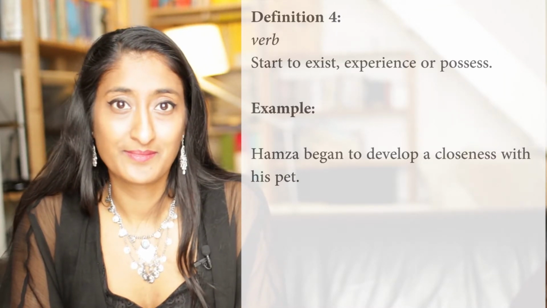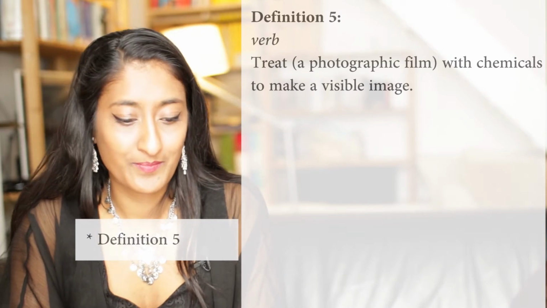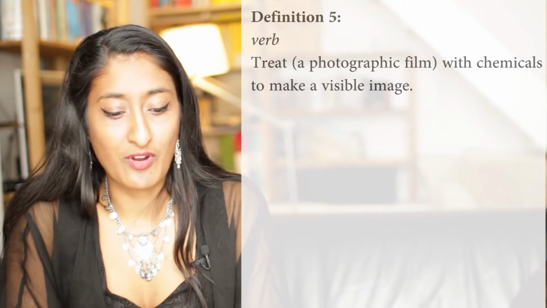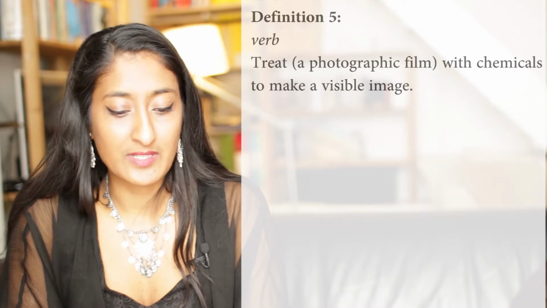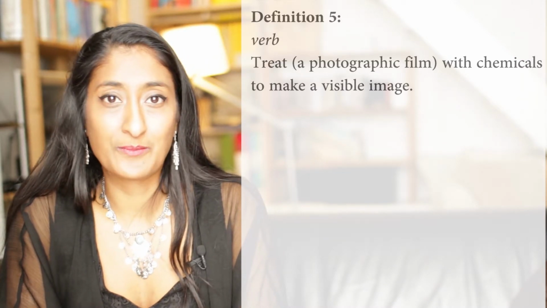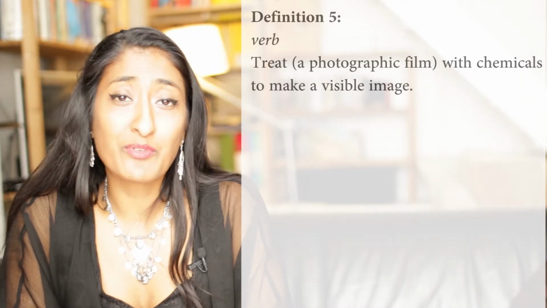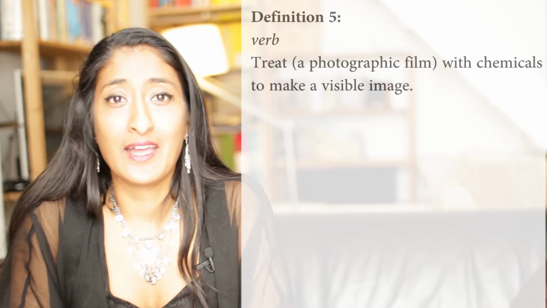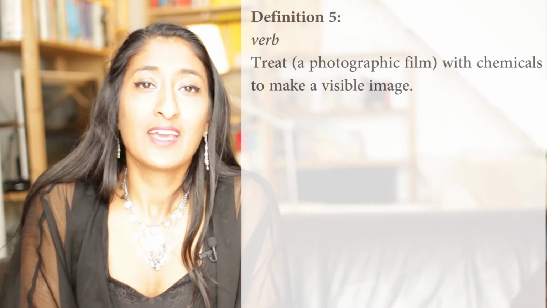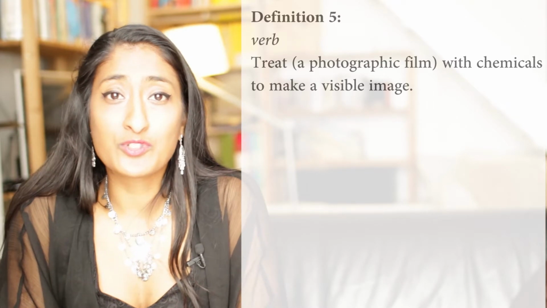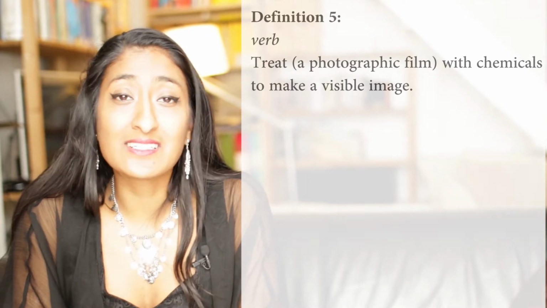Definition 4. Treat a photographic film with chemicals to make a visible image. Now, back in the day, before we had DSLRs and before we had digital cameras, we used to be able to take photographs with still negatives.